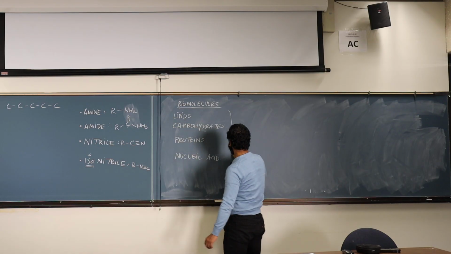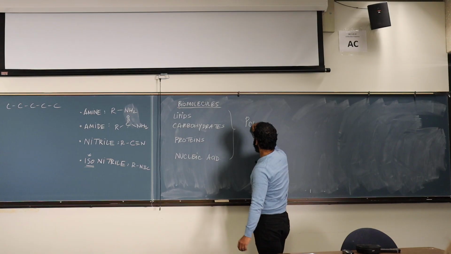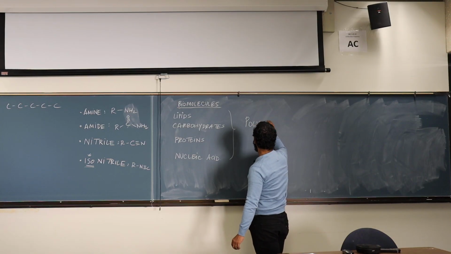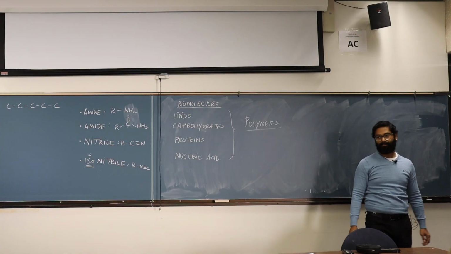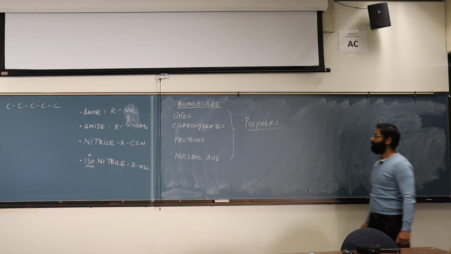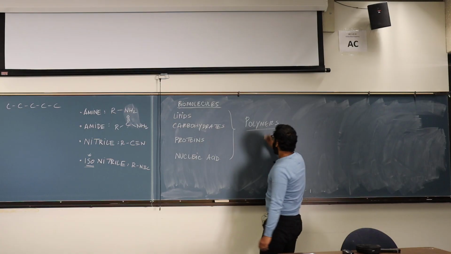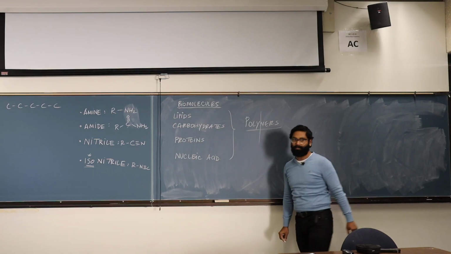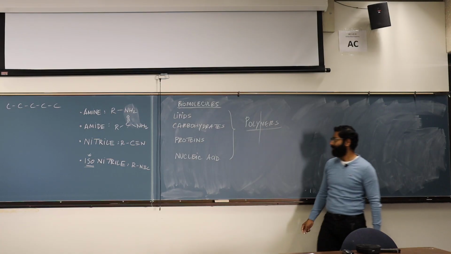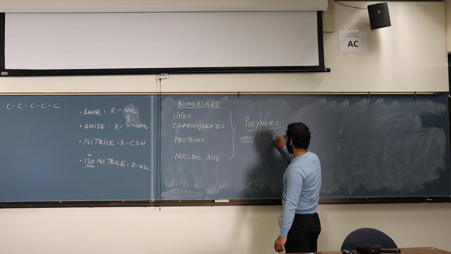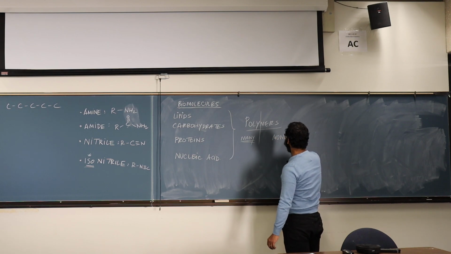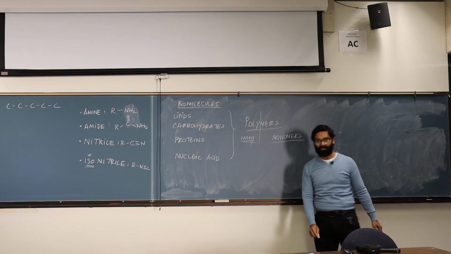All of these are polymers. What does poly mean? Many. Right? So they are formed of many monomers. So when you join monomers, you get polymers.